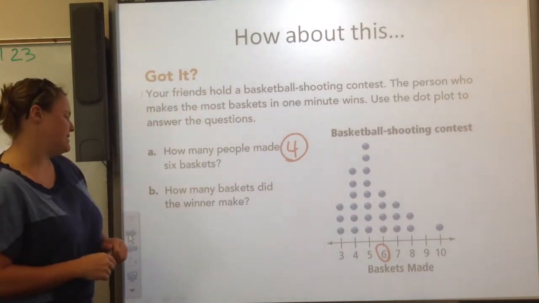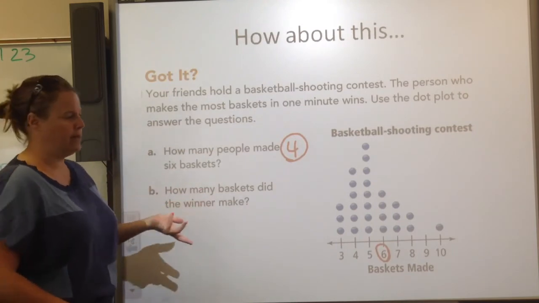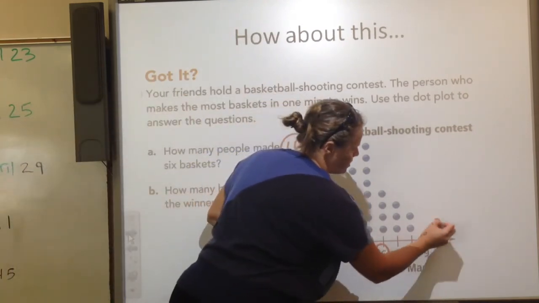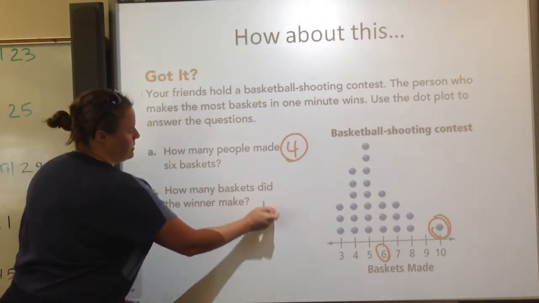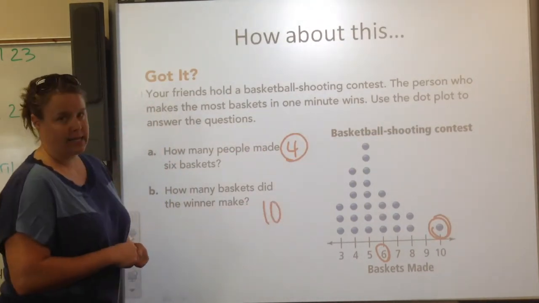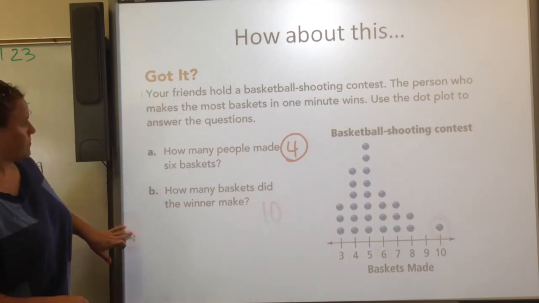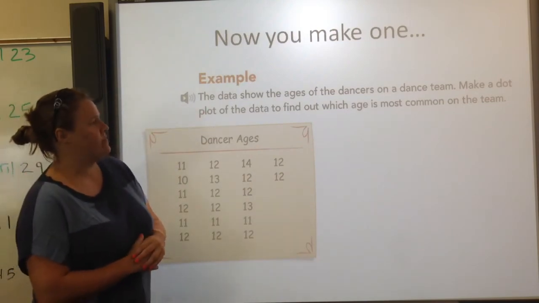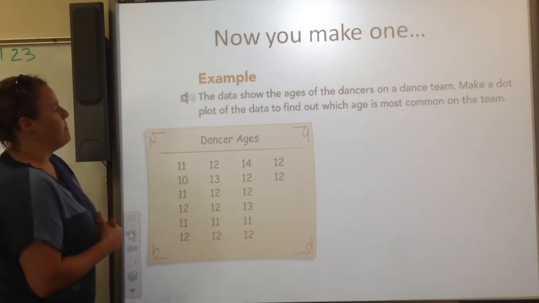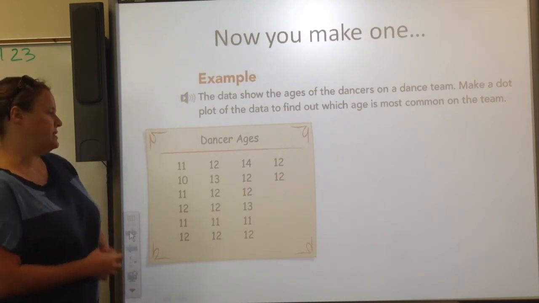Then it says, how many baskets did the winner make? Well, the winner is the person that makes the most in 1 minute. And we can see over here that 10 is the highest that somebody made. So 10 is the highest number of baskets. Now you make one. The data shows the ages of dancers on a dance team. Make a dot plot of the data to find out which age is most common on the team.